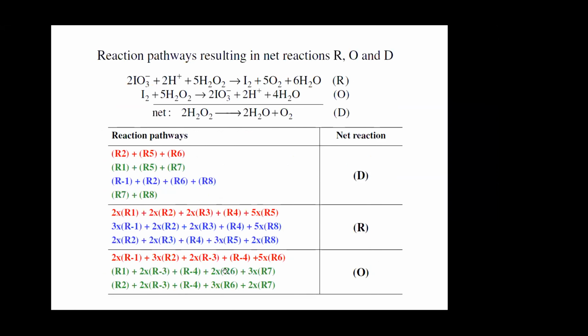Using this method, we analyzed the whole model of 8 reactions and found that there are 4 manners to reach the reaction pathway D, 3 manners to obtain reaction pathway R, and 3 manners to obtain reaction pathway O. If we consider the model without reaction 7, all green pathways disappear, and then we have a model that has 2 manners to obtain reaction pathway D, 3 manners to obtain reaction pathway R, and only 1 manner to obtain reaction pathway O.